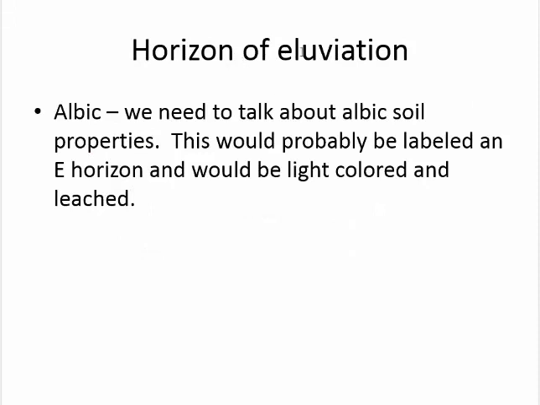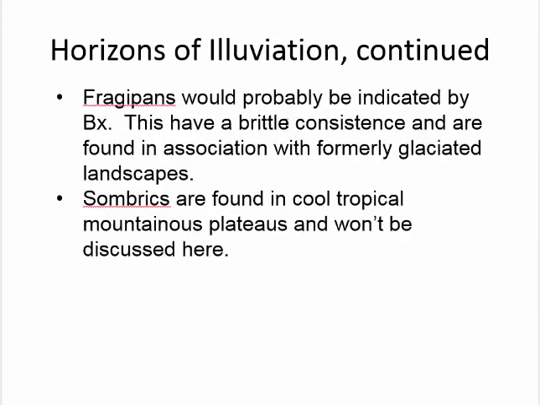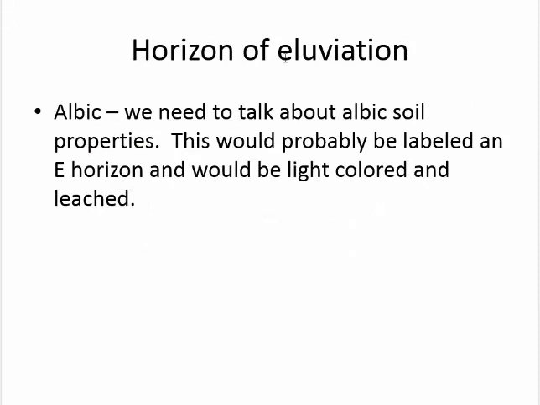Now, a horizon of eluviation, contrast that with illuviation. Illuvial means it's moved, something is accumulated, where eluvial, with an E, means that something has been removed. And our horizon of eluviation is the albic horizon. Again, there are some specific albic soil properties that we need to talk about separately, but albic, alba, is light colored, and it would probably be labeled as an E horizon, light colored and leached.